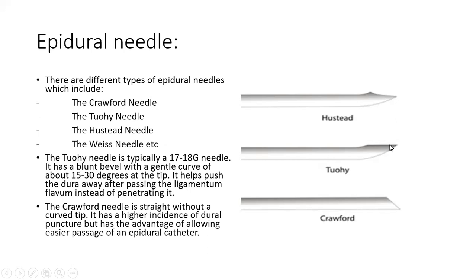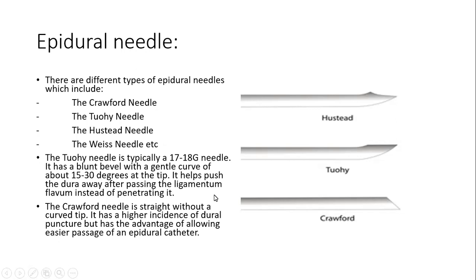You can see it has a gentle curve of about 15 to 30 degrees at the tip. With this, you reduce the risk of accidental or unintentional dura puncture. It does this by helping to push the dura away after passing the ligamentum flavum, instead of penetrating it.